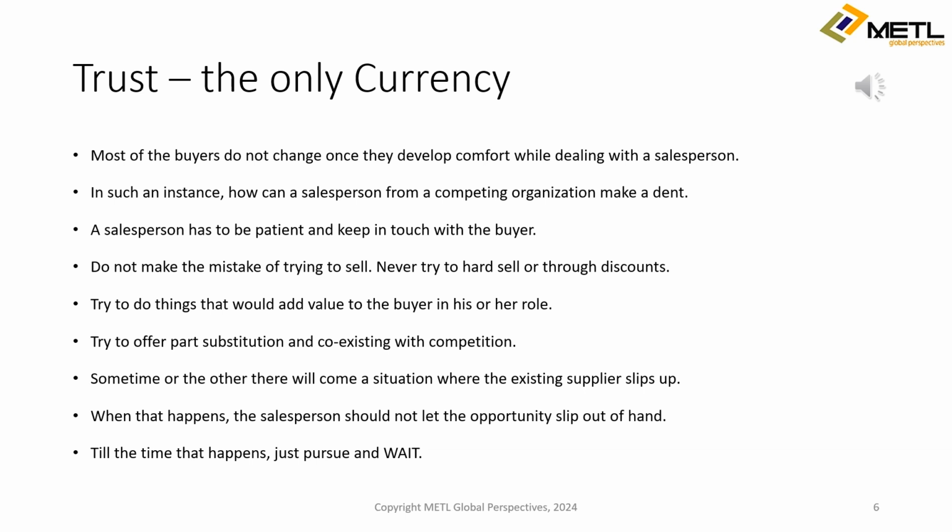Most of the buyers do not change once they develop comfort while dealing with the salesperson. In such an instance, how can a salesperson from a competing organization make a dent? A salesperson has to be patient and keep in touch with the buyer. Do not make the mistake of trying to sell. Never try to hard sell or through discounts. Try to do things that would add value to the buyer in his or her role. Try to offer part substitution and coexist with the competition. Sometime or the other, there will come a situation where the existing supplier slips up. When that happens, the salesperson should not let the opportunity slip out of hand. Till the time that happens, just pursue and wait.